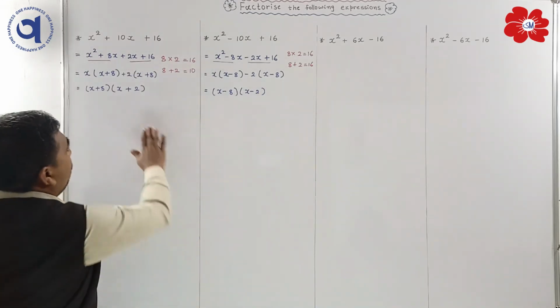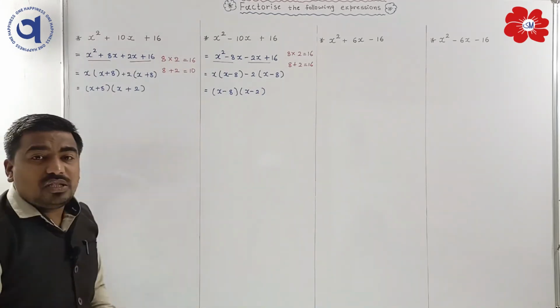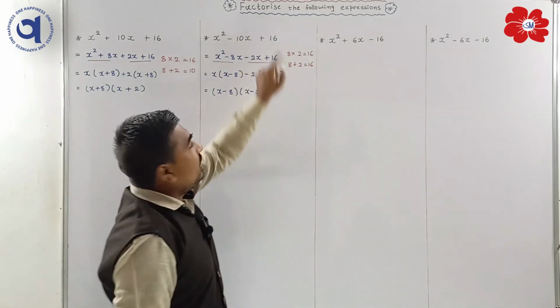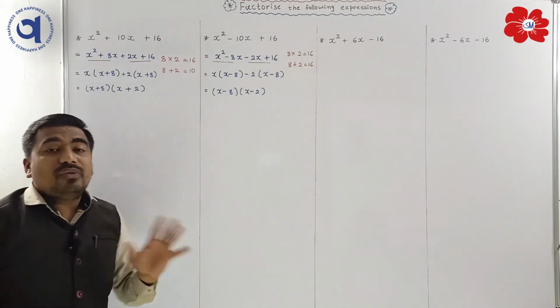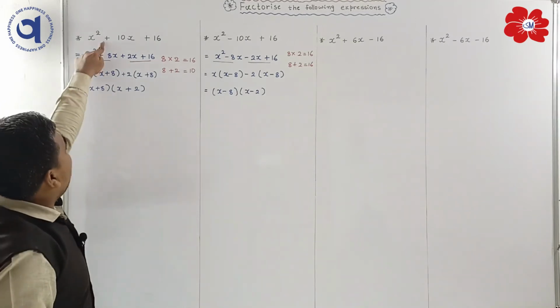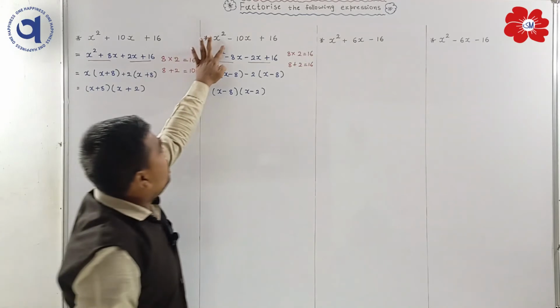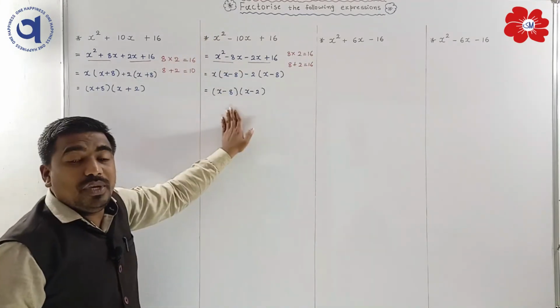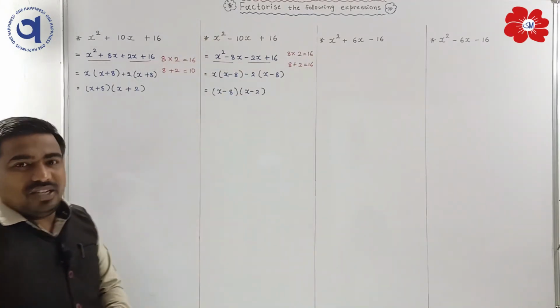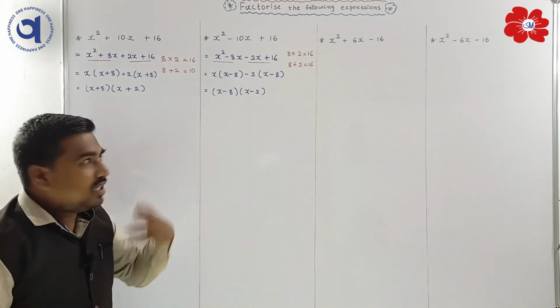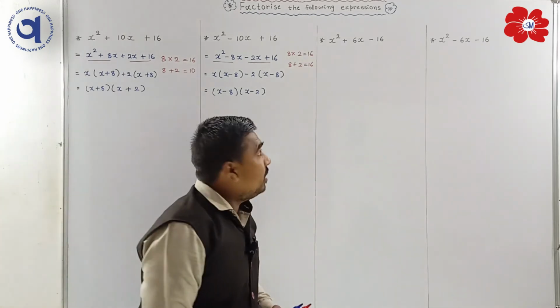Here x minus 8 is common and x minus 2 is the remaining term. Look here, in both sums, what is the difference? Whenever the last sign is plus, both signs will be the same. Here the first sign is plus, so both signs are plus. Here the first sign is minus, so both signs will be minus. Understand? Let's take another example.